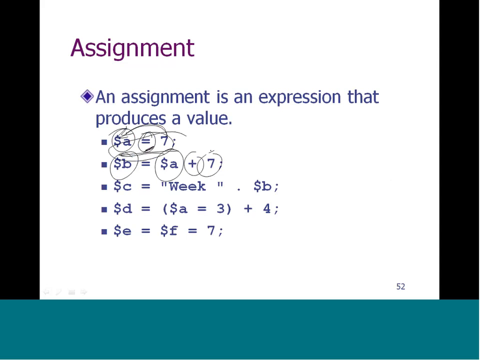This is also sometimes called initialization, where we first assign a value and then we can do some operations on it. Here we assign $a plus 7 to this one. So if $a changes, say, to 9 at some point, then that will be reflected here. Currently this is just 14, but it can change based on the value of a. And then here you can see that $c is concatenated with $b. So can somebody say what will be the answer for this one? It's weak 14.